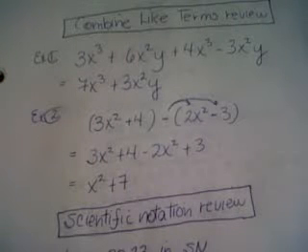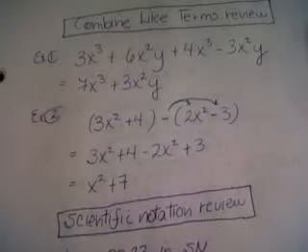Here's a review of combining like terms. Like terms have the same variable raised to the same power. And when we combine like terms, we add or subtract the coefficient. And the coefficient is the number that is in front of the variables.